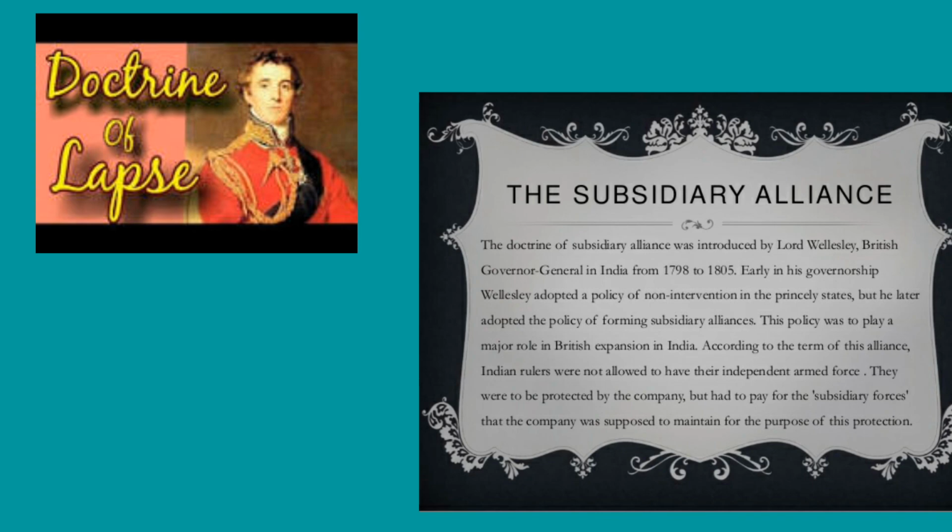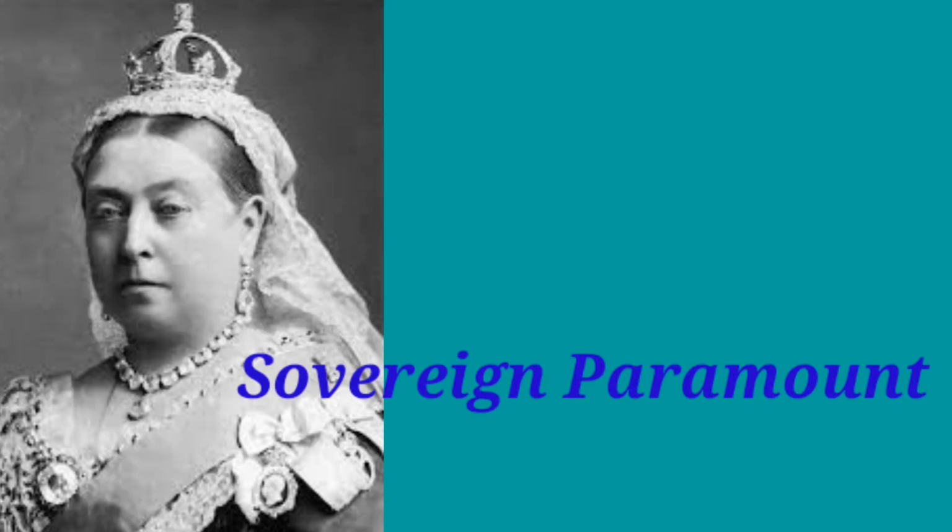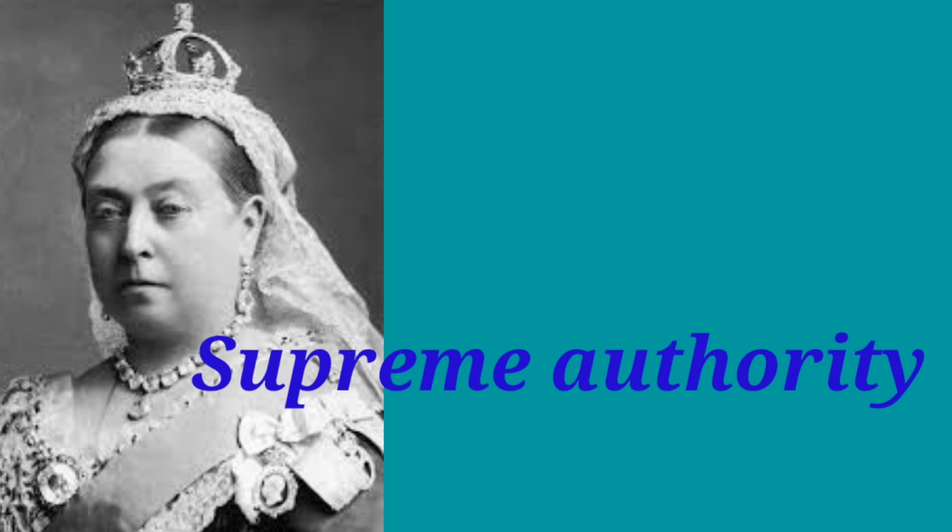As a result of the Great Revolt of 1857, the British declared that the doctrine of lapse and the subsidiary alliance were invalid. Apart from that, the British started to recognize the hereditary rights of an adopted son. Third, they promised the native rulers that their land would not be annexed by the British again. But they had to accept the British Queen as their sovereign paramount, which means the supreme authority. So their territories would come under her authority. That is the indirect meaning.